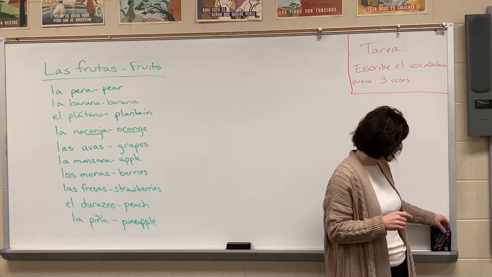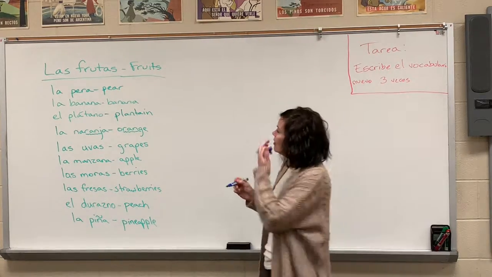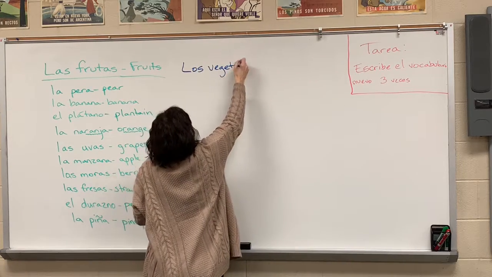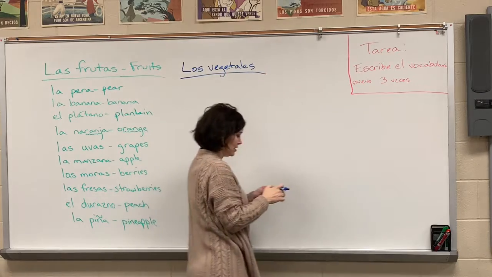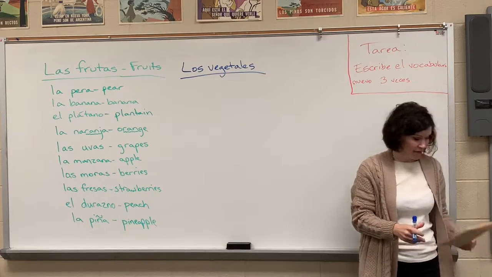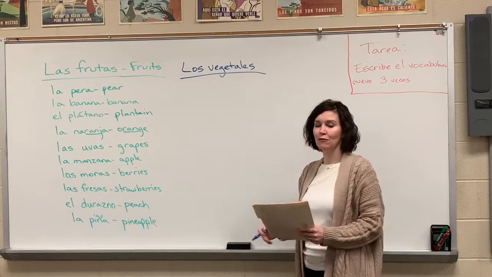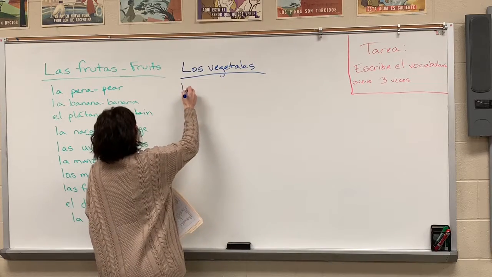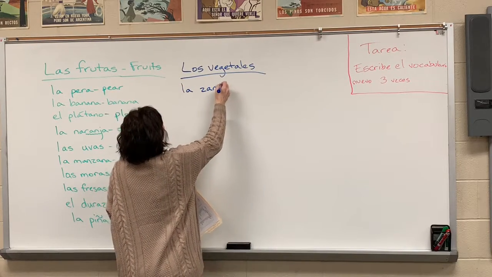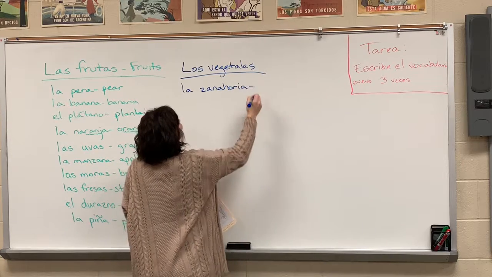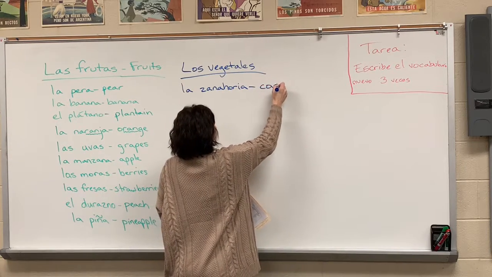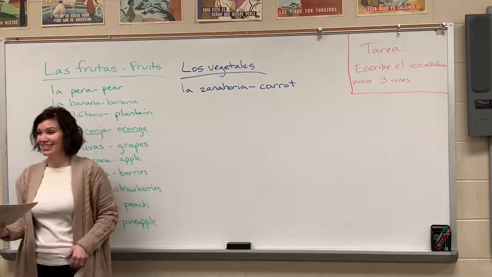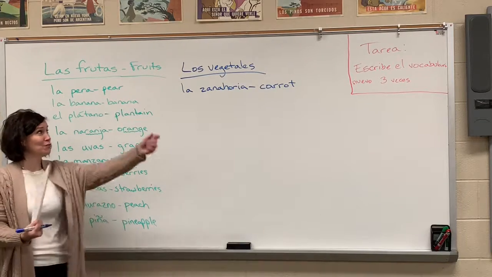Now, los vegetales. Go ahead and use a different color. Los vegetales means what? Vegetables. All right. So this is our next list, los vegetales. And the first one, we're going to start off with a crazy one, la zanahoria. La zanahoria, it's actually my favorite one. La zanahoria, just because it sounds so weird, is a carrot. La zanahoria. Oh, carrots. Carrot. You like carrots? Yeah. Me gustan las zanahorias mucho.